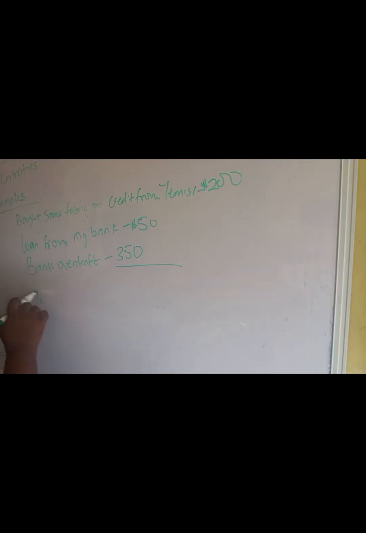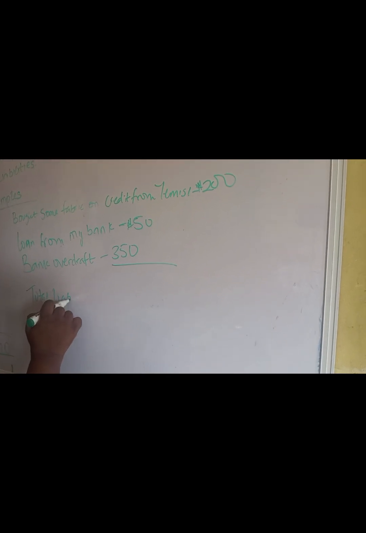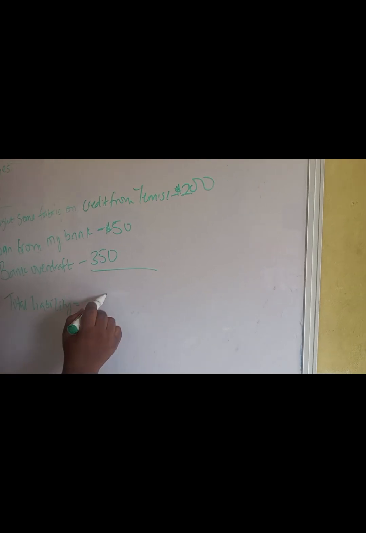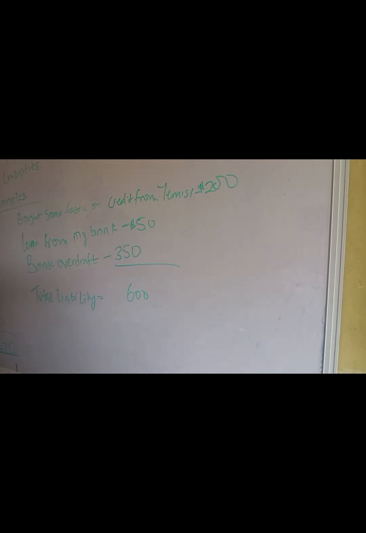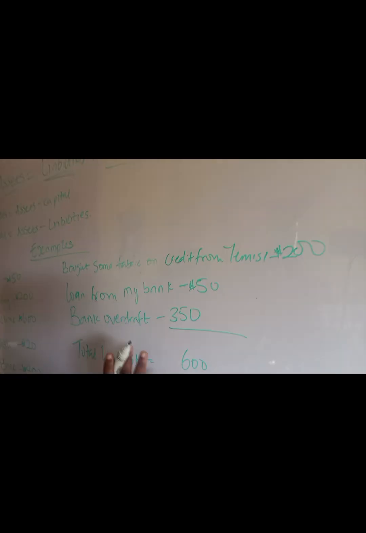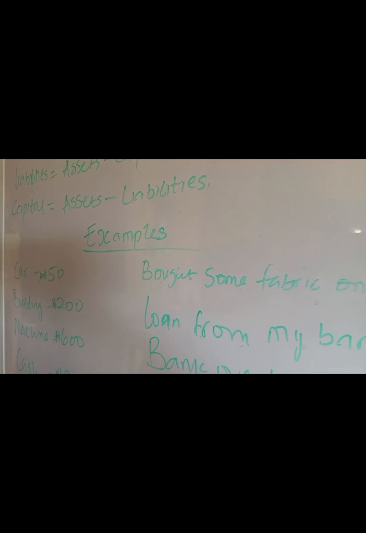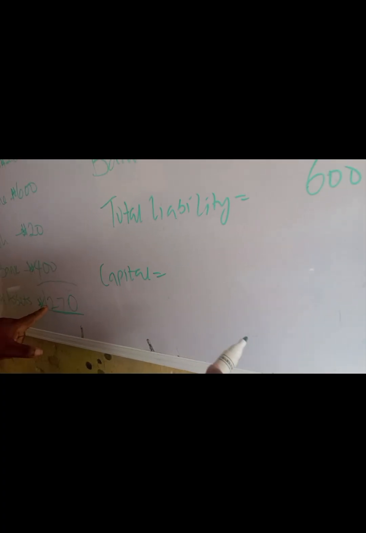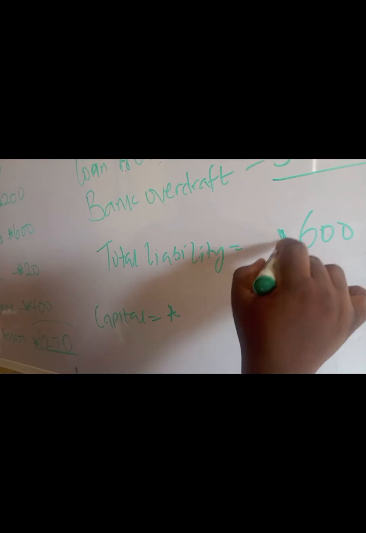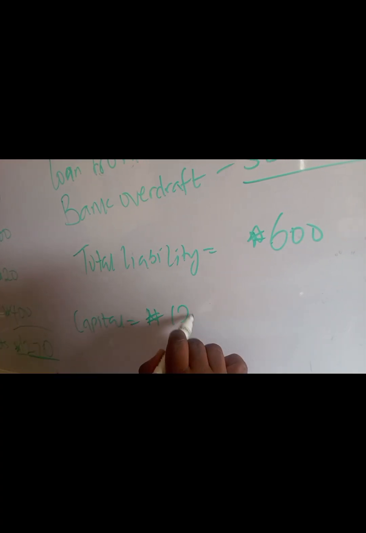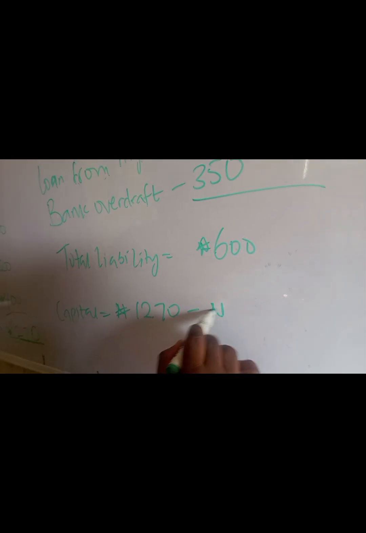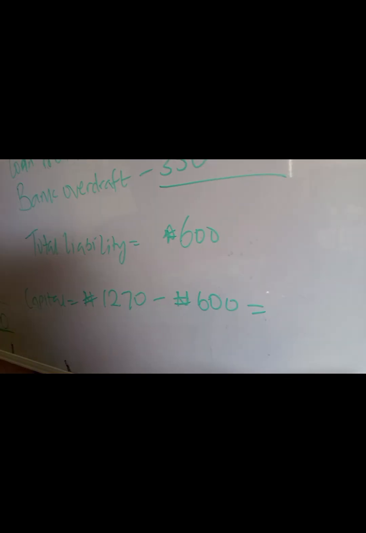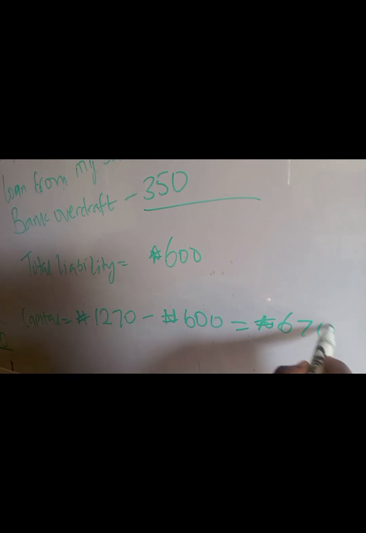Now let's sum this up. Our total liability is 600 naira. Now, if I want to get what my capital is, I will simply, from this formula here, my capital will be my asset, 1,270 minus 600 naira equals 670.